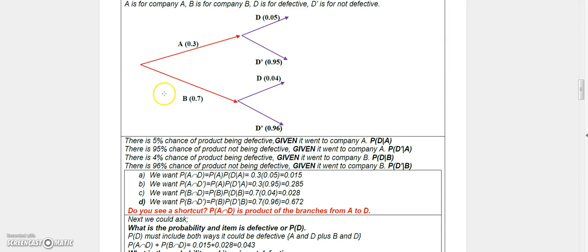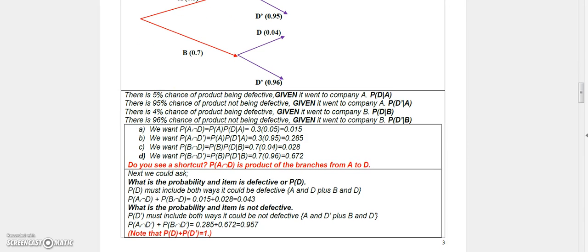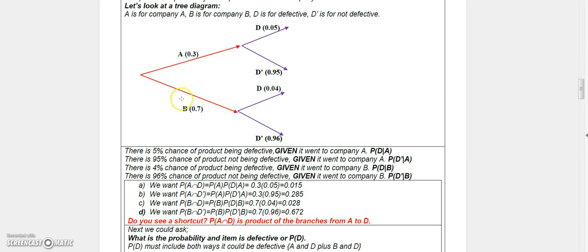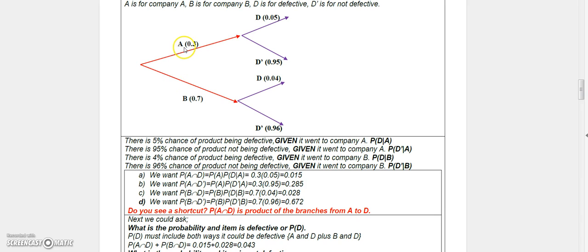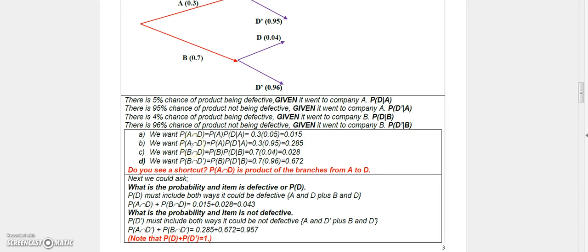Let me explain what that means. If we randomly selected an item and we wanted to know the probability that it's defective, we could calculate it by multiplying these two together, then multiplying these two together, and then adding them up, and that would be the probability that it's defective.